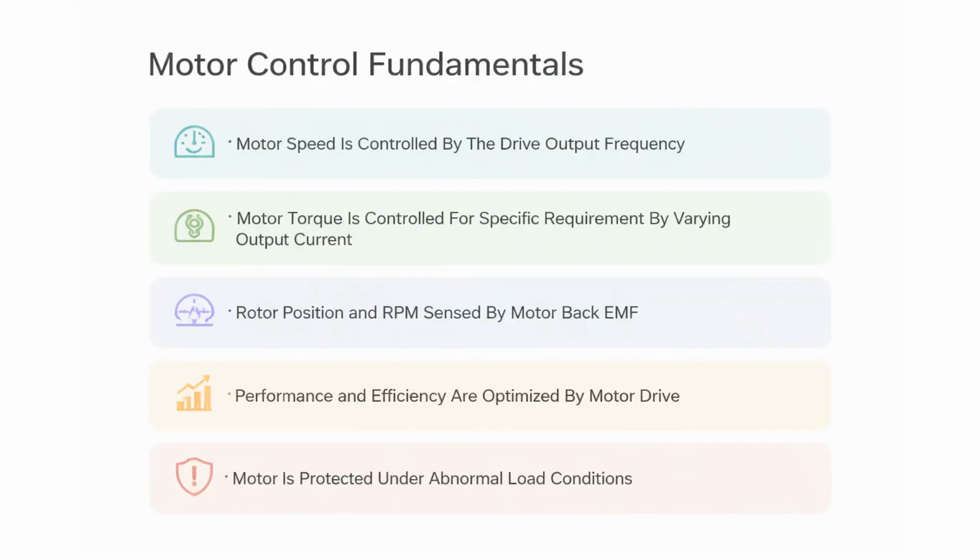To understand ECMs, we first need to look at the core principles of motor control. The motor speed is directly controlled by the drive's output frequency, while its torque is adjusted by varying the output current to meet specific load requirements. Instead of using physical sensors, the drive senses the rotor's position and RPM by monitoring the motor's back electromotive force, or back EMF. This intelligent drive not only optimizes overall performance and efficiency, but also actively protects the motor from damage during abnormal load conditions.